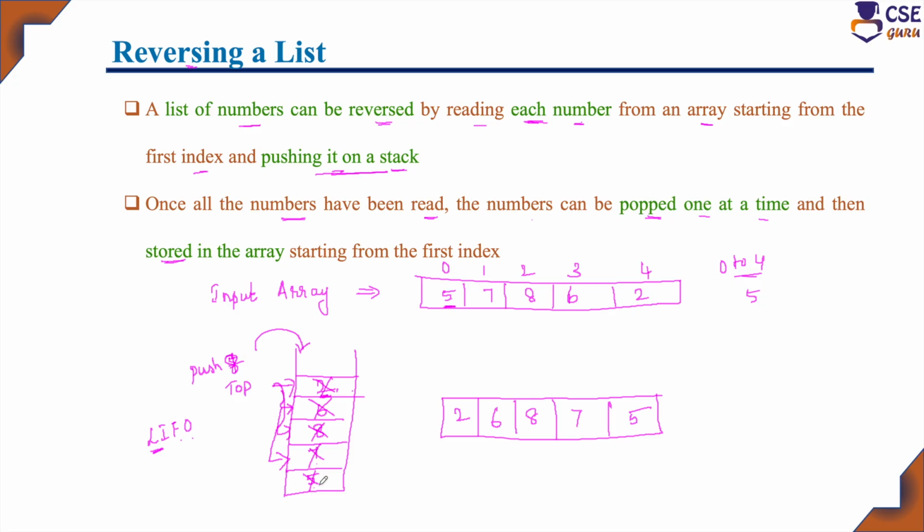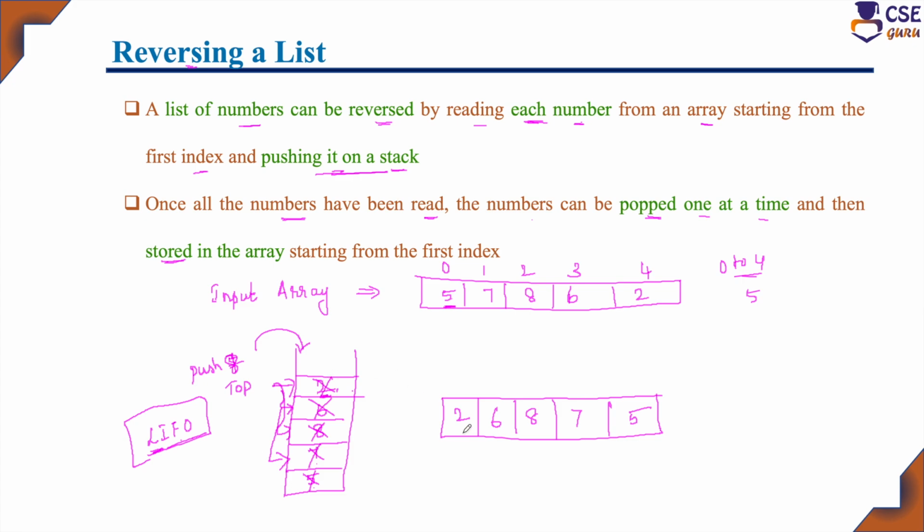The bottom element, 5, you cannot pop first, right? Once all the elements from the top position have been popped, only then can you pop 5, right? So that is the logic of the stack data structure. Last in, first out. The element you pushed last into the stack, that last element will be popped out from the stack first.